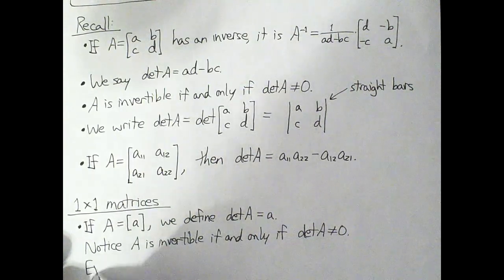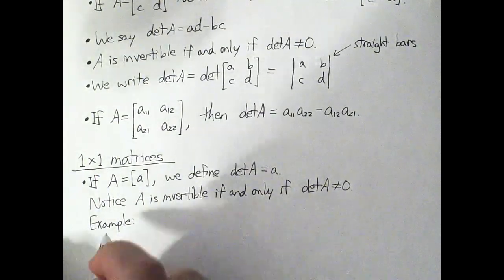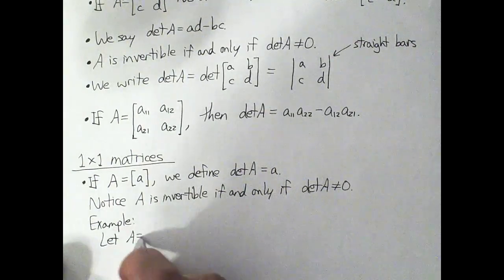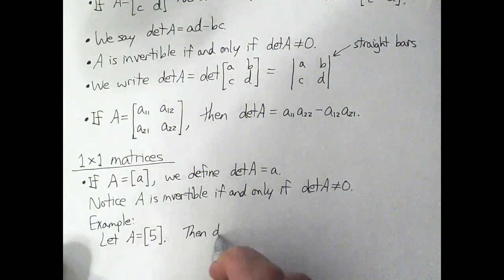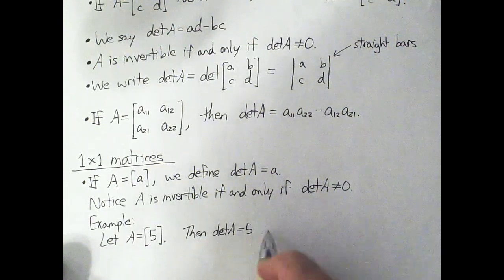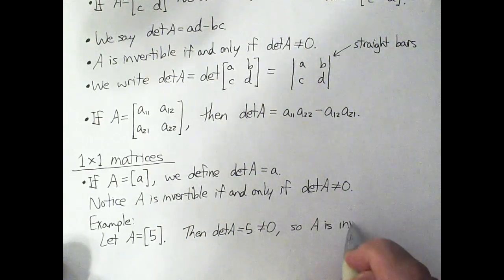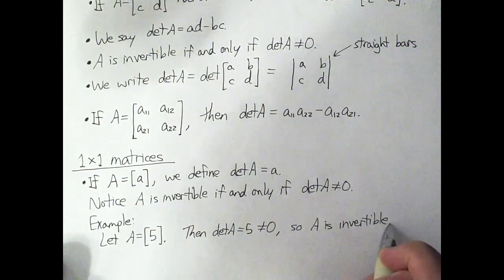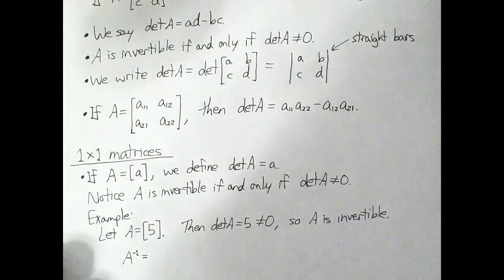Let's do an example. I wasn't planning on doing an example of a 1 by 1 case, but let's just do one. Let's suppose that we have the matrix A equals 5. Then the determinant of A equals 5, which is non-zero. So A is invertible. What do you think the inverse is? I haven't given you a formula for the inverse of a 1 by 1 matrix, but what do you think it is?